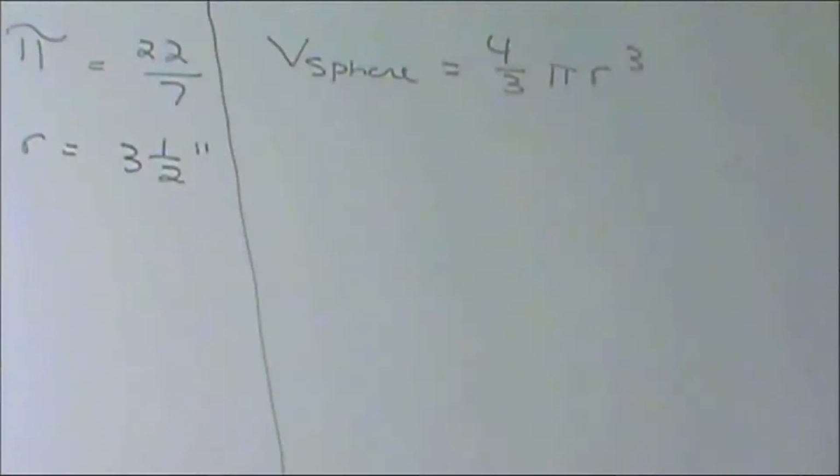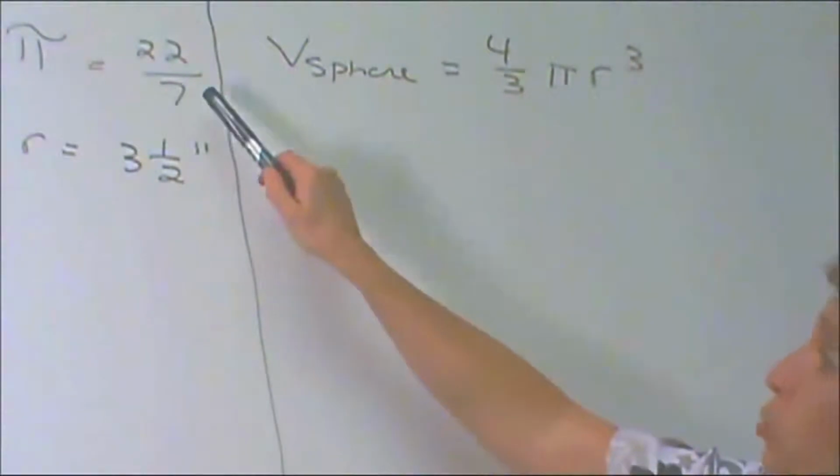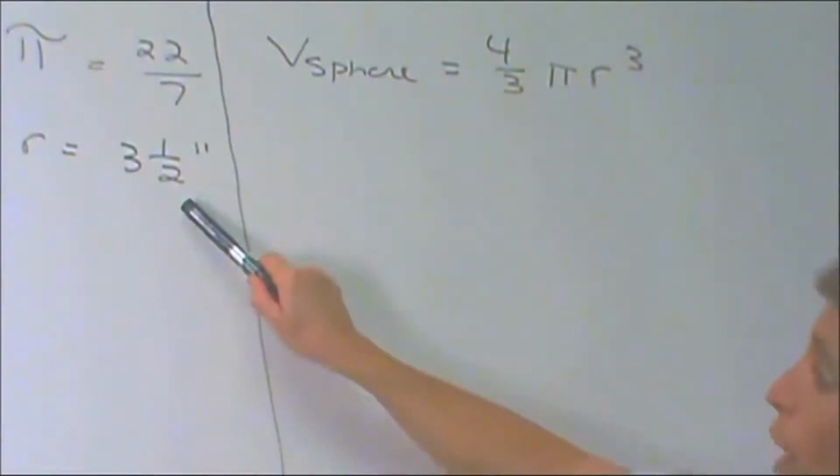Remember they told us to do this ball problem with the exact answer and the approximate answer. We already did the exact answer. Now we're going to do the approximate answer. To do the approximate answer, they told us to use 22/7 for pi.